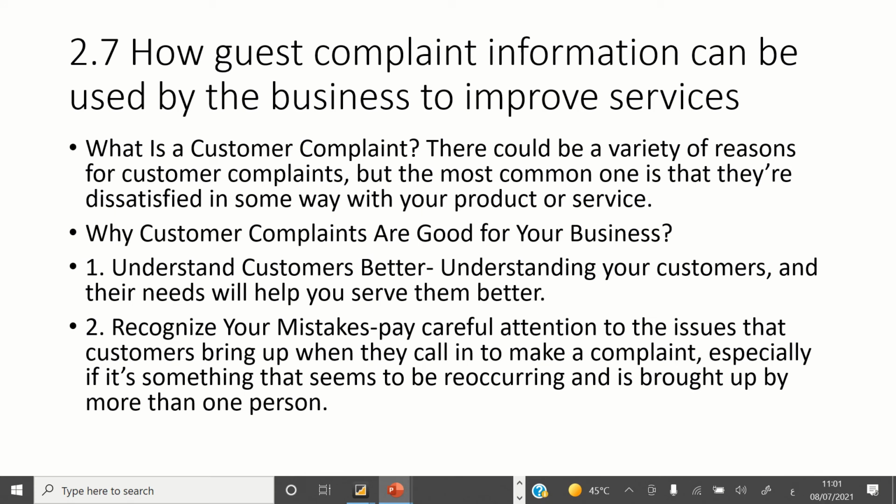Why could we have a complaint from a customer? This might be for many reasons, but the most common one is that they are dissatisfied with one of the products or services. So this is the common reason why we have a complaining customer. It is good to have a complaint from a customer because it highlights where you have to improve yourself. They help you to recognize your mistakes and pay attention to details and issues that might be hidden from your eyes.